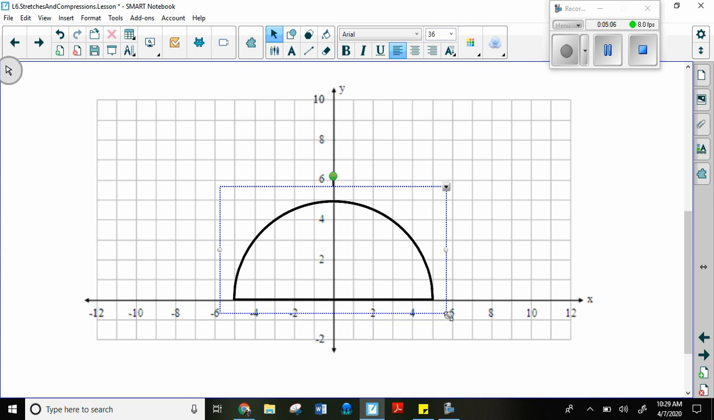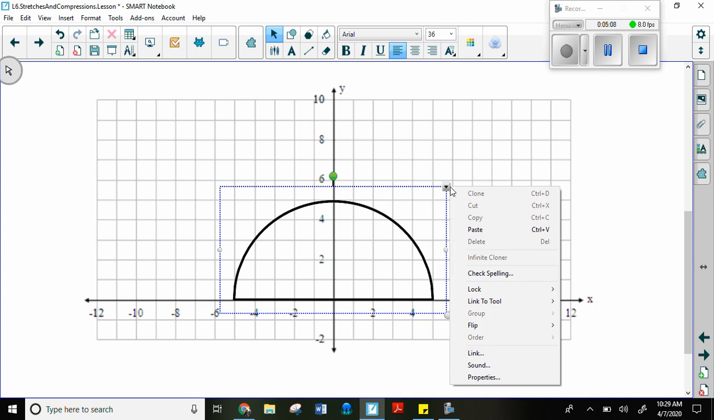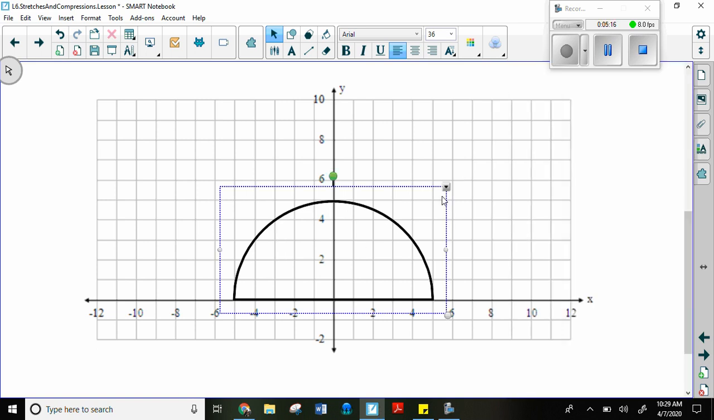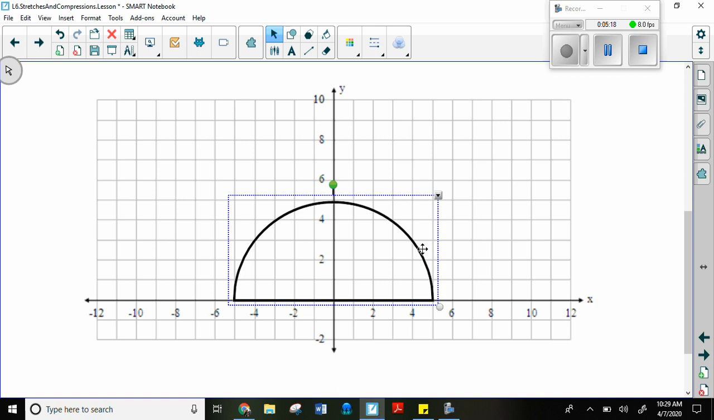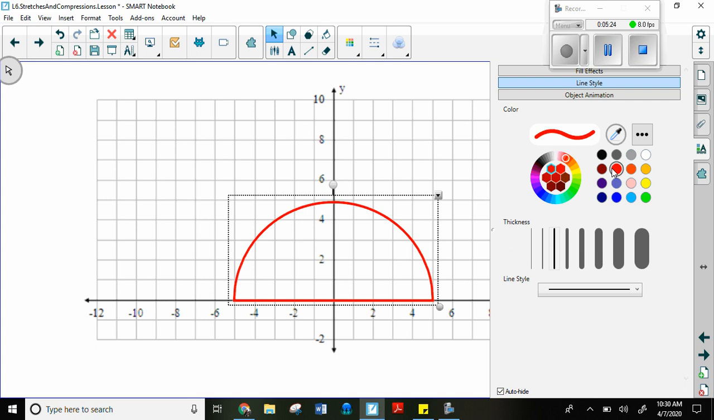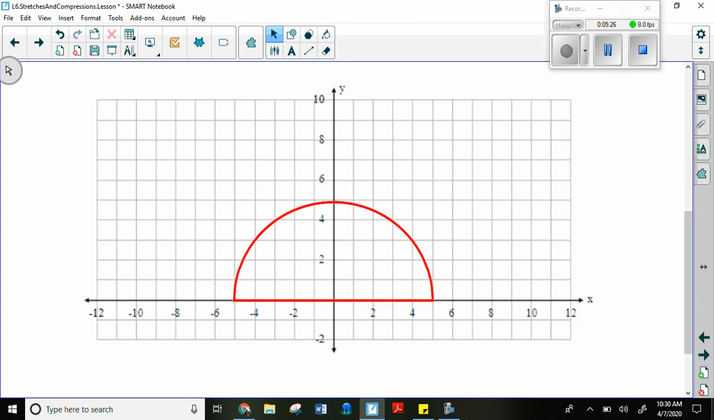Oh, Megan, you're so smart sometimes. What color do we want to make this? Red. Or not. Line style. Oh, kids. Pretend that the bottom line isn't here. Pretend this isn't here. This is not real.